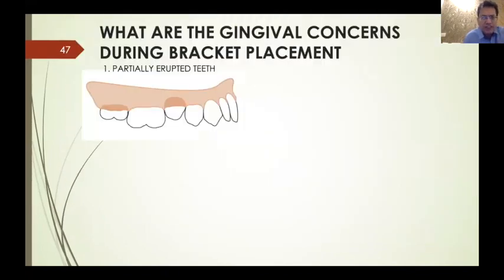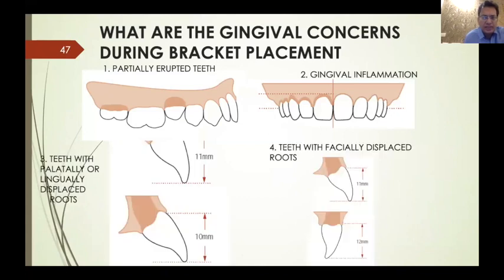Now, what are the gingival concerns? Gingival concerns are that if there is gingival inflammation, the bracket placement chart of MBT is very good because it looks at the incisal edges. It doesn't look at the gingival level. Also, when teeth are palatally placed or facially placed, always look at them and do the necessary correction. There is a parallax error which happens.